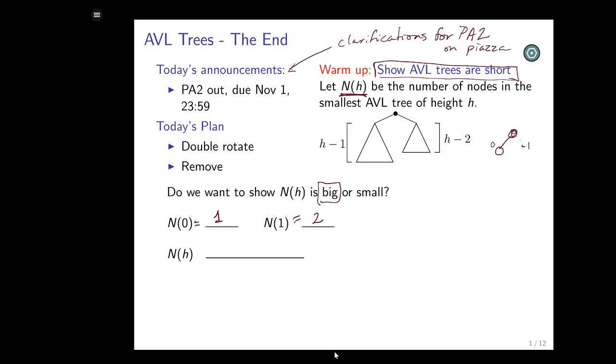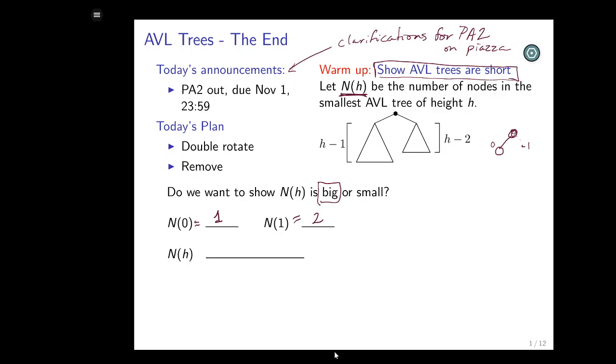The smallest AVL tree of height h has two children. What are the children's heights? Would it be h-1 and h-2? Okay, we have to pause for a second. Why are they height h-1 and h-2? Why does my smallest AVL tree of height h have children of height h-1 and h-2?